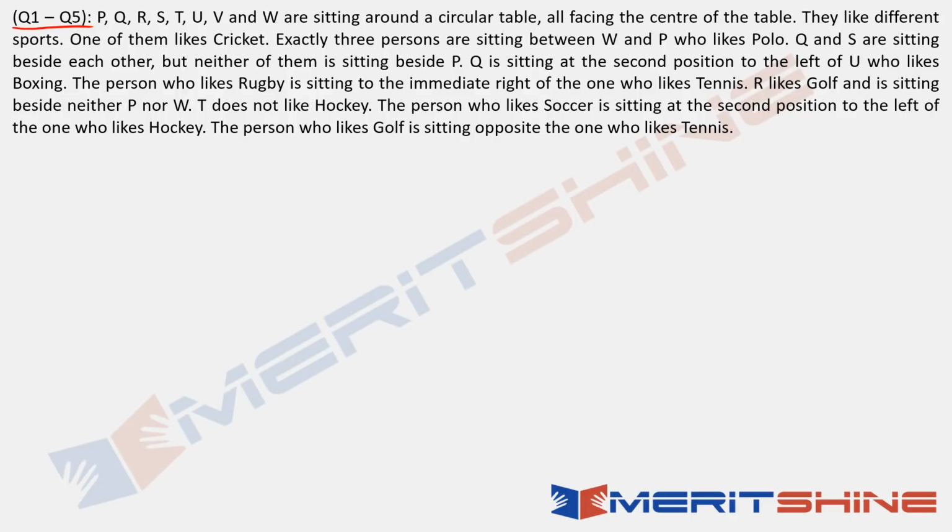So let's do this. P, Q, R, S, T, U, V, W, 8 people. They are sitting around a circular table, all facing the center of the table. Simple data. They like different sports. One of them likes cricket. The real one starts from here. Just one look at it. Exactly 3 persons sitting between.